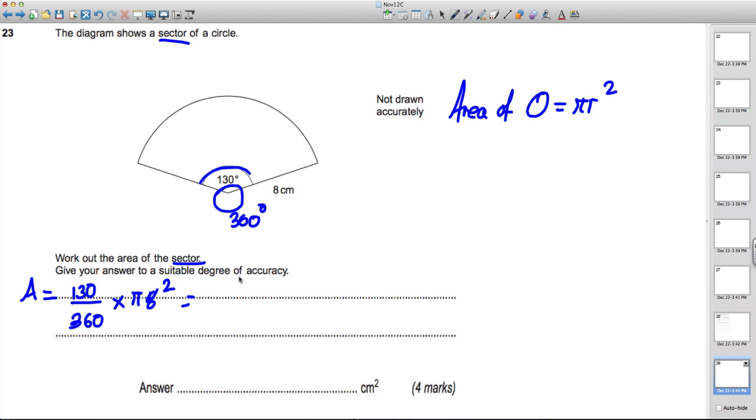It does say give your answer to a suitable degree of accuracy. So type in your calculator 130 over 360 multiplied by pi multiplied by 8 squared, which is 64, and you get yourself 72.6 centimeters squared. Now give your answer to a suitable degree of accuracy. We have here two significant figures. We have here one significant figure. Let's give our answer to two significant figures. Because we have a 2SF calculation, let's give our answer as 73 centimeters squared to two significant figures.